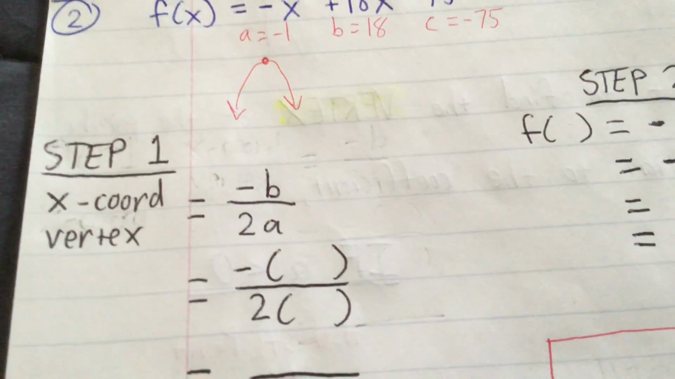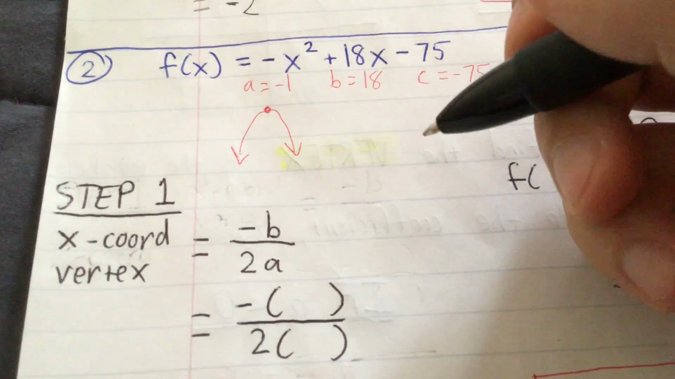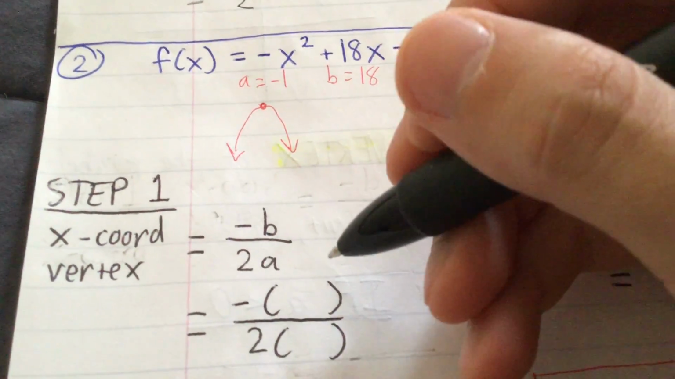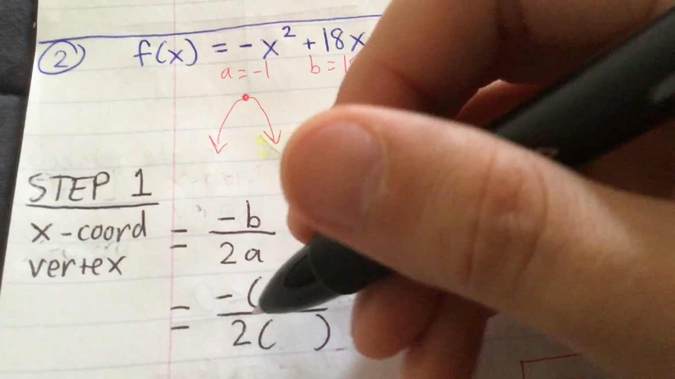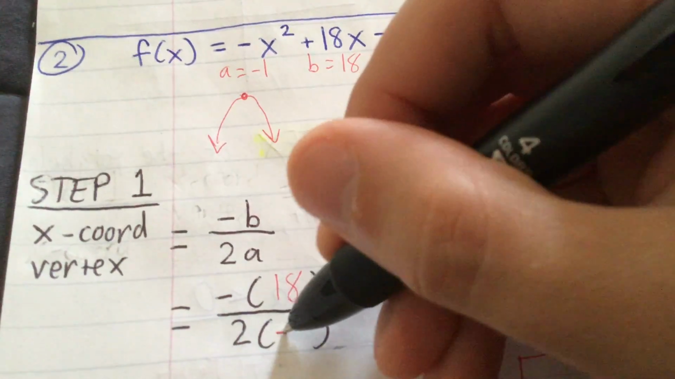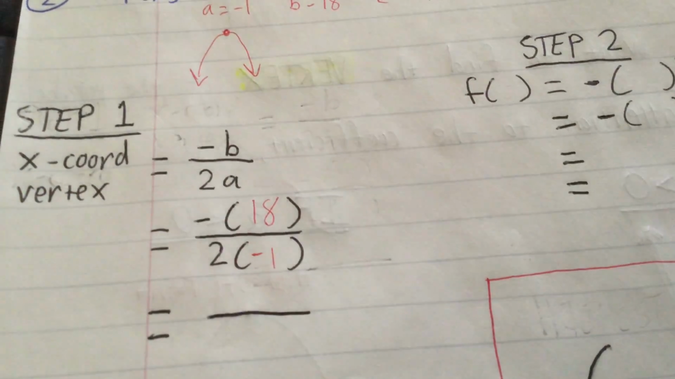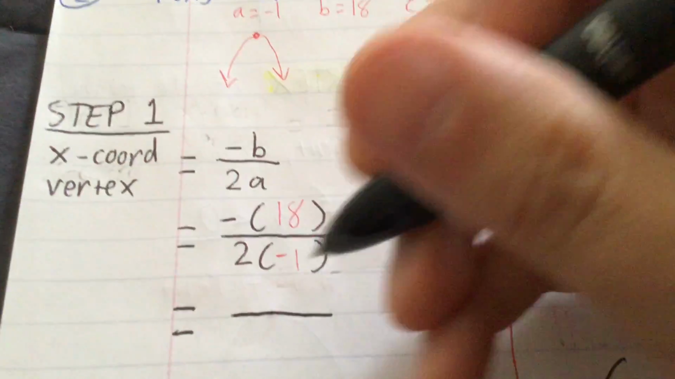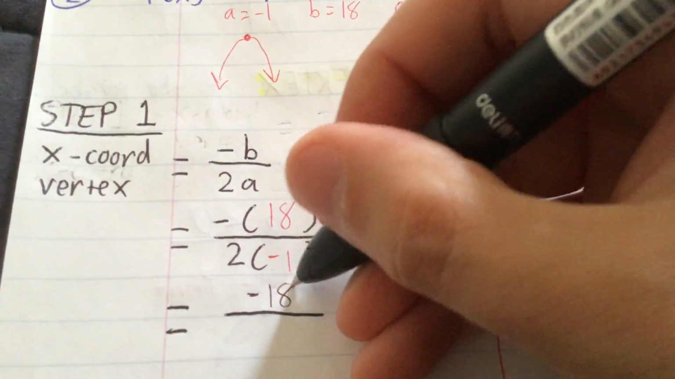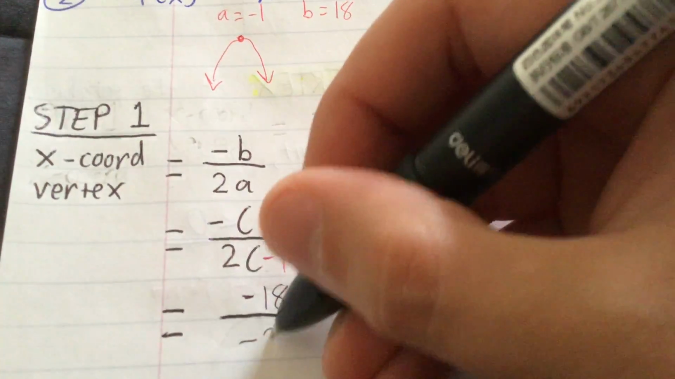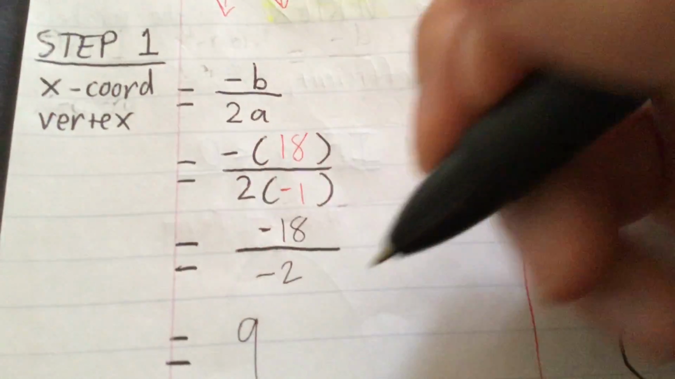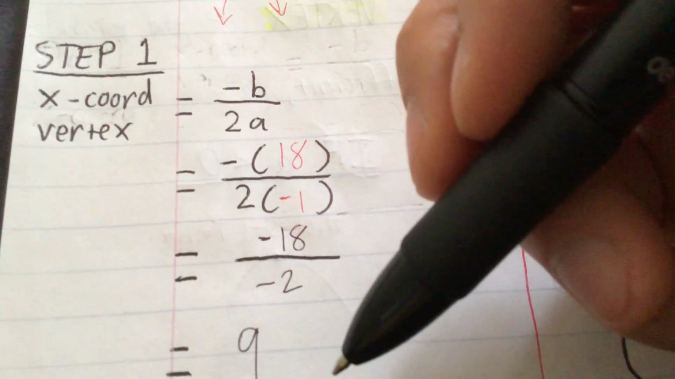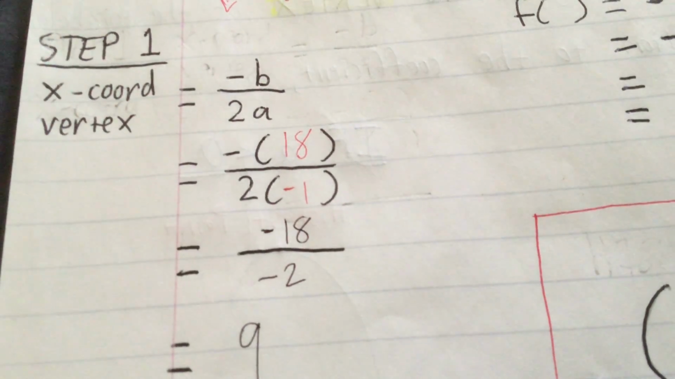Step 1. The x-coordinate of the vertex in standard form, just because, is b equals 18, negative b over 2a, over 2 times negative 1. Well, that leaves me with the top being negative 18 over 2 times negative 1, which is negative 2. Negative 18 divided by negative 2 is positive 9. So the x-coordinate of the vertex is located at x equals 9.